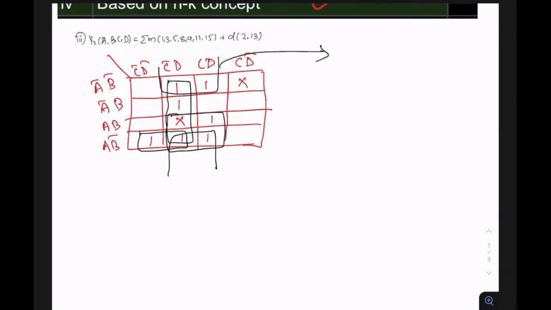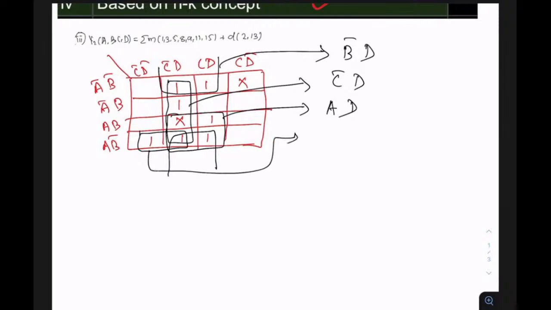One for this. If I ask you what is the expression for this, from the row you get B bar, and from the column you get D. From this, if I ask you, you get C bar D. From this, if I ask you, from the row you get A, and from the column you get D. So 3 quads and 1 pair. For this, if I ask you, you get A, B bar, and you get C bar. A, B bar, C bar.